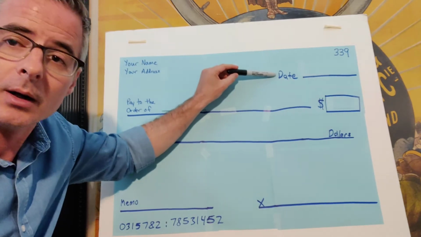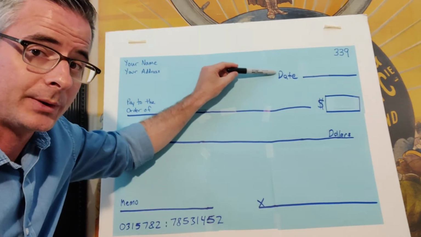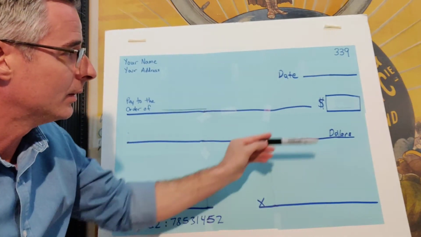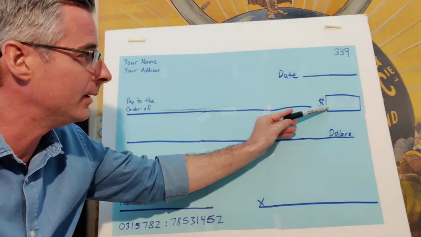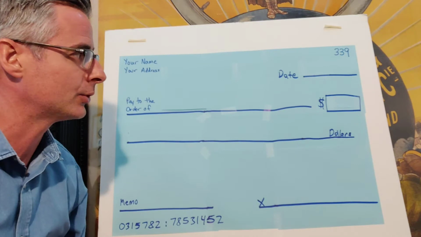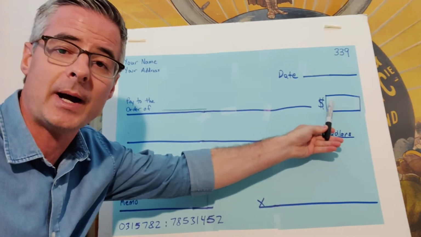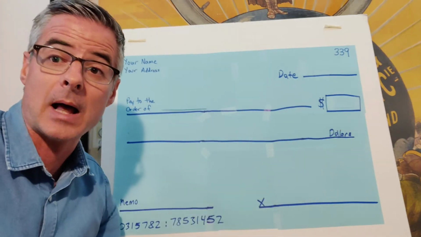There's a line here, a spot for the date. So you want to put in the date that you're going to be buying the merchandise. There's going to be a spot for you to put in the dollar amount. So let's say you tried to buy something that was for $50. So in this space that the check provides for you, you just write in $50.